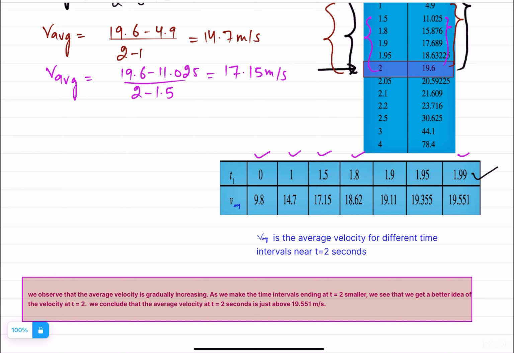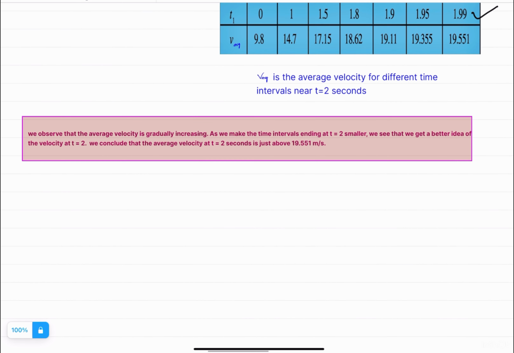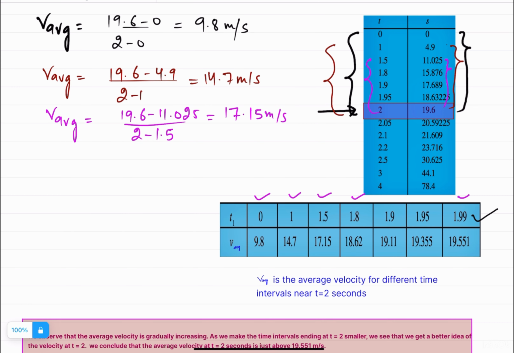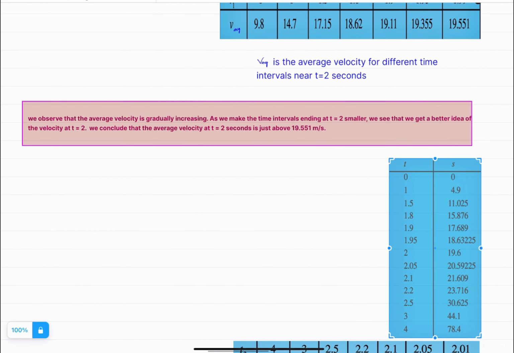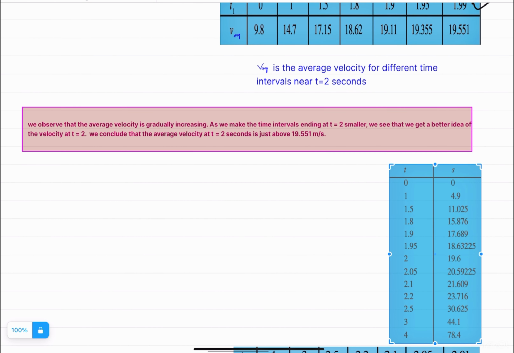Now again, I will copy and paste this table here. In the first table, we took the time intervals in increasing order. Now here we will take the time intervals in decreasing order. We'll focus on time equal to 2 seconds.